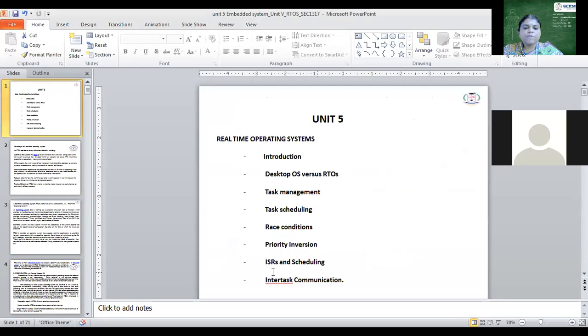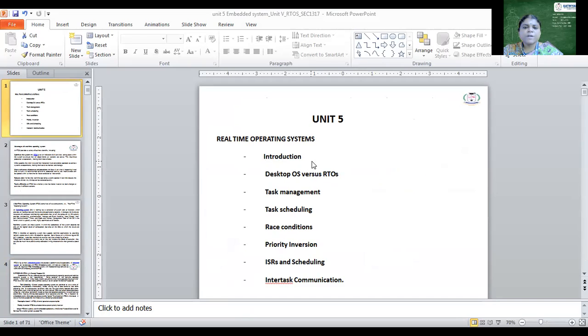Yeah. So, coming to our unit 5. In our unit 5, we have the RTOS, real-time operating system. These are the topics that we have in our unit 5.